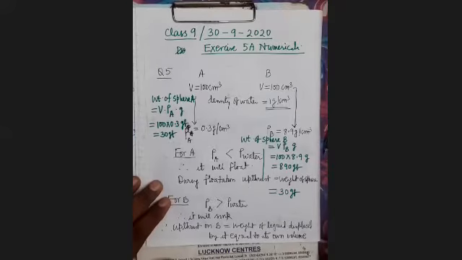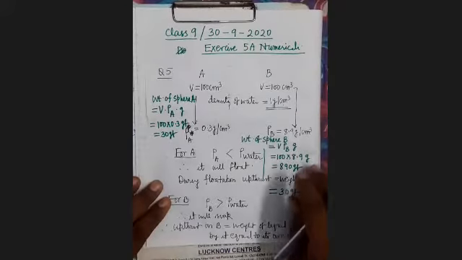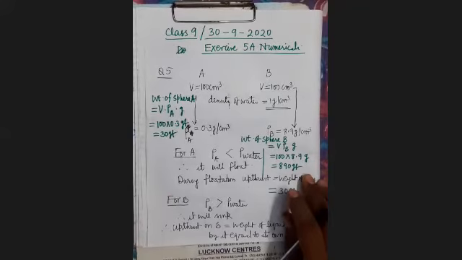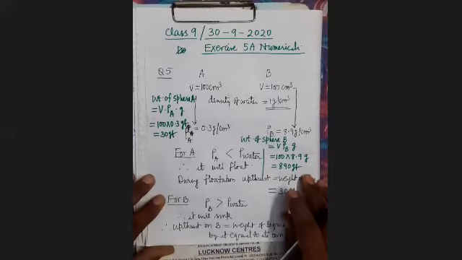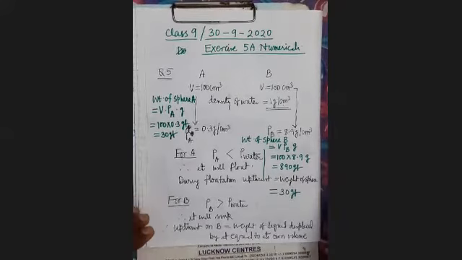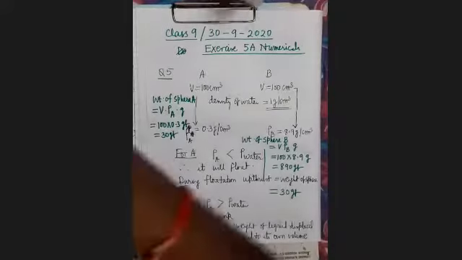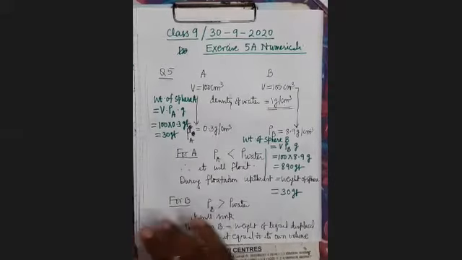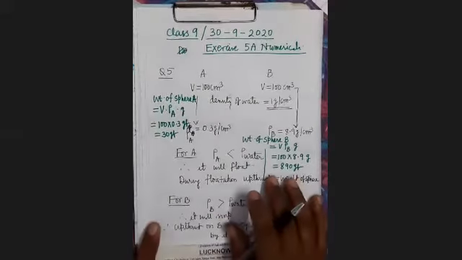Now all of you listen here. Today we will do numerical number 5 of exercise 5A. You can see the question in your book. It's clear. First you see the question.